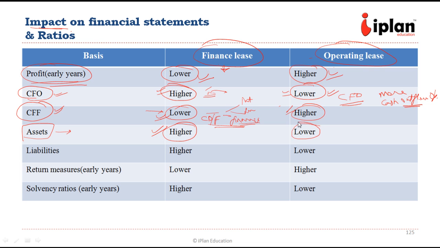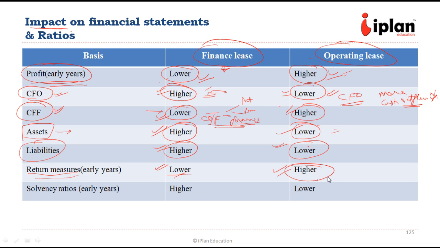Similarly, even the liabilities will be higher in finance lease as compared to operating lease. If we look at return measures, for example return on assets, etc., they will be lower, since our profit in early years is lower. They are higher for operating lease, since for operating lease the profit for early years is higher and the assets are lower, so the ratios will automatically go up.